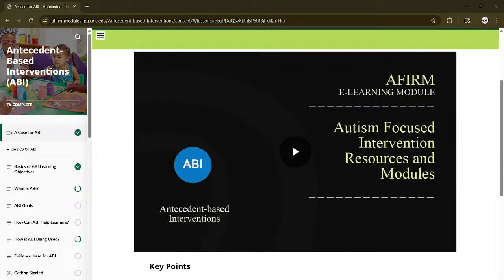Today we are going to be discussing antecedent-based interventions. This is a learning module from the Affirm website. And today we are going to be talking about interventions focused around individuals diagnosed with autism. And the intervention that we're going to be focused on is antecedent-based interventions.